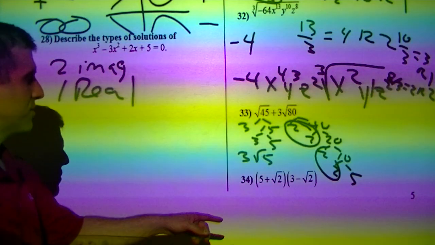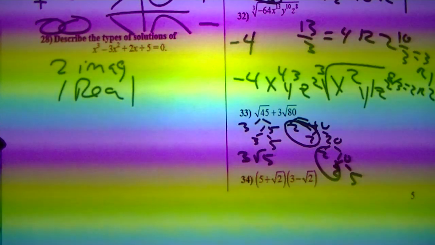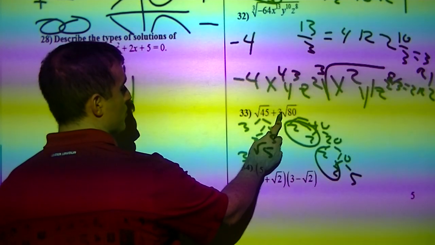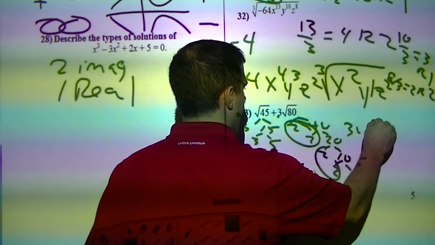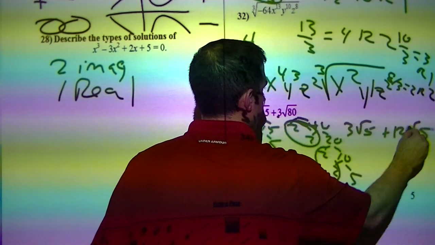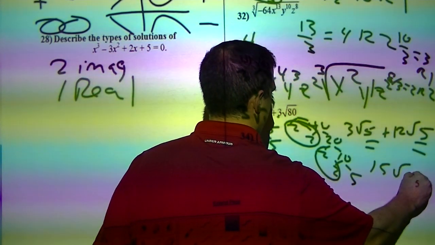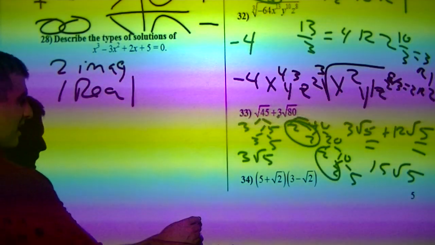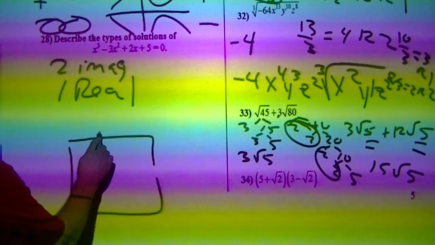Okay, so my leftover there is going to be 5. But I got 2 times 2 times 3. So that's 12. So I got 3 square root of 5 plus 12 square root of 5. Since both of those are the same, that can be 15 square root of 5. Okay? This one, you're going to have to do the boxes for. I'm going to do that right here.